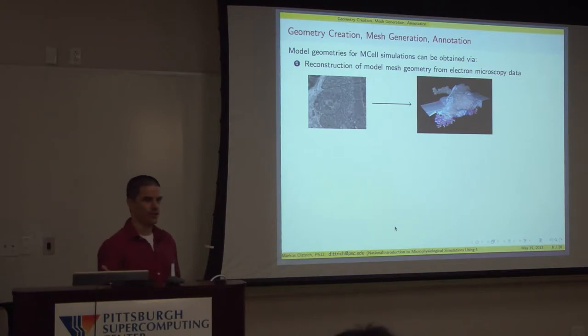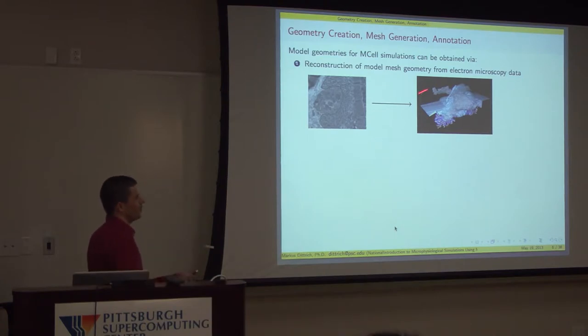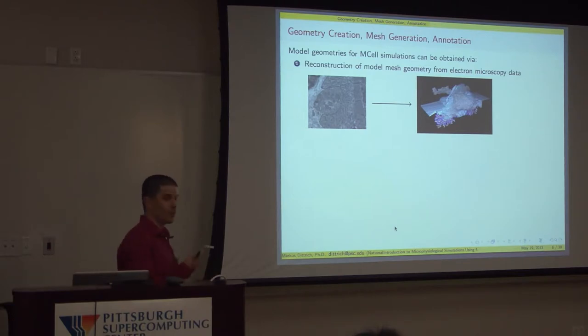So you have electron microscopy data. Somebody, you or somebody else, images it for you. You take pretty pictures of your sample that's finely sliced. You have to reassemble it into a 3D image stack. You have to align it. You have to segment it, and then eventually you'll have to convert this into a computational grade mesh that MCell can use. So this is one way you can do it. We have done it a number of times, and it's quite a successful approach. And I'll talk a little bit about the pros and cons.